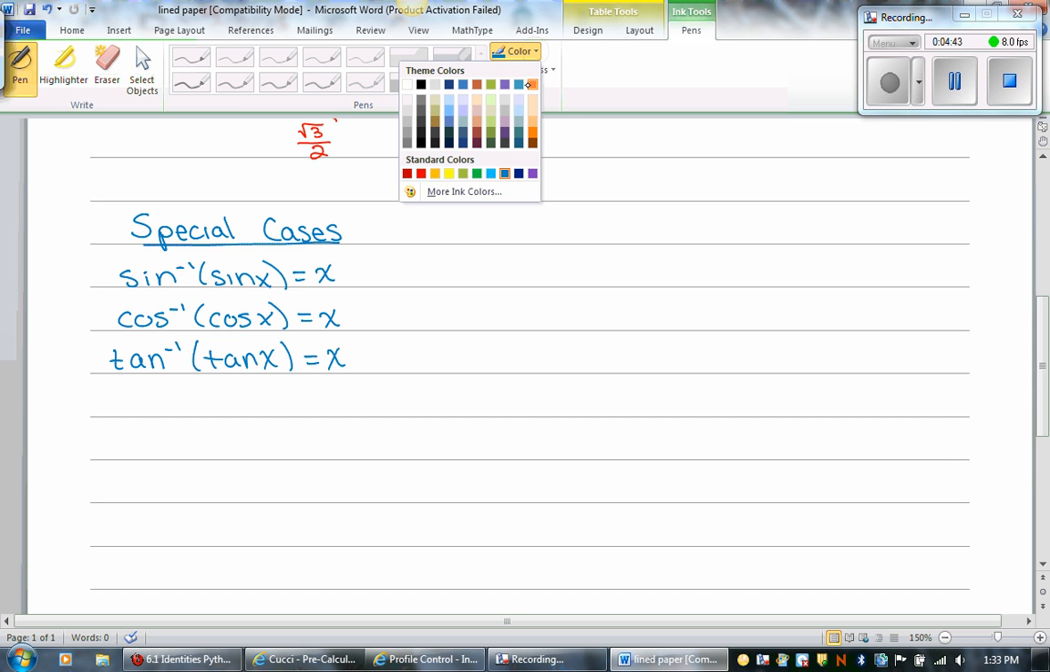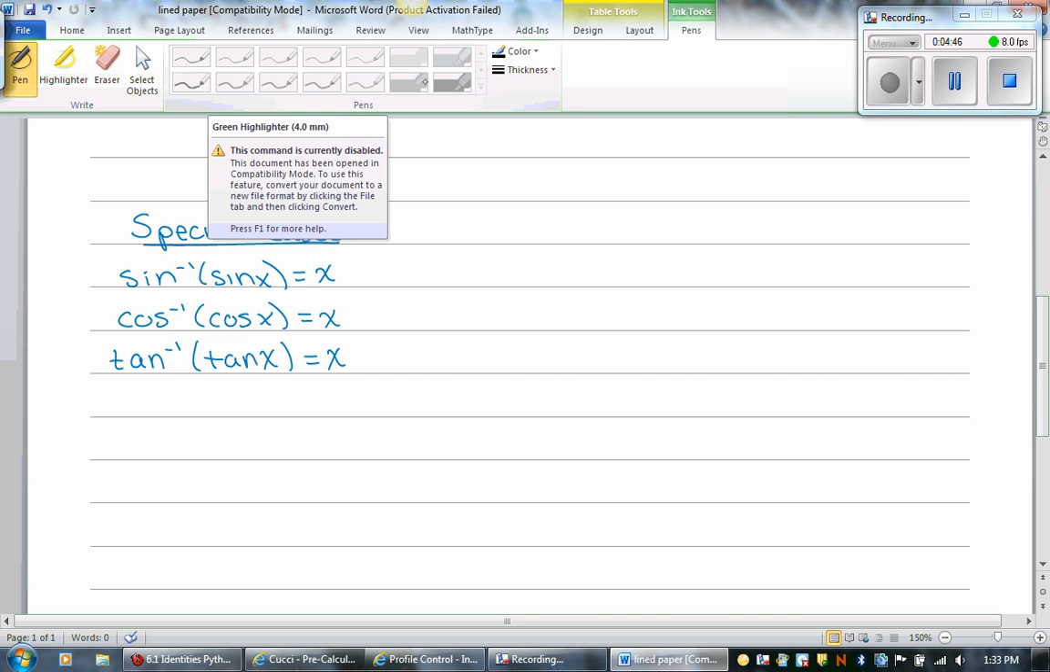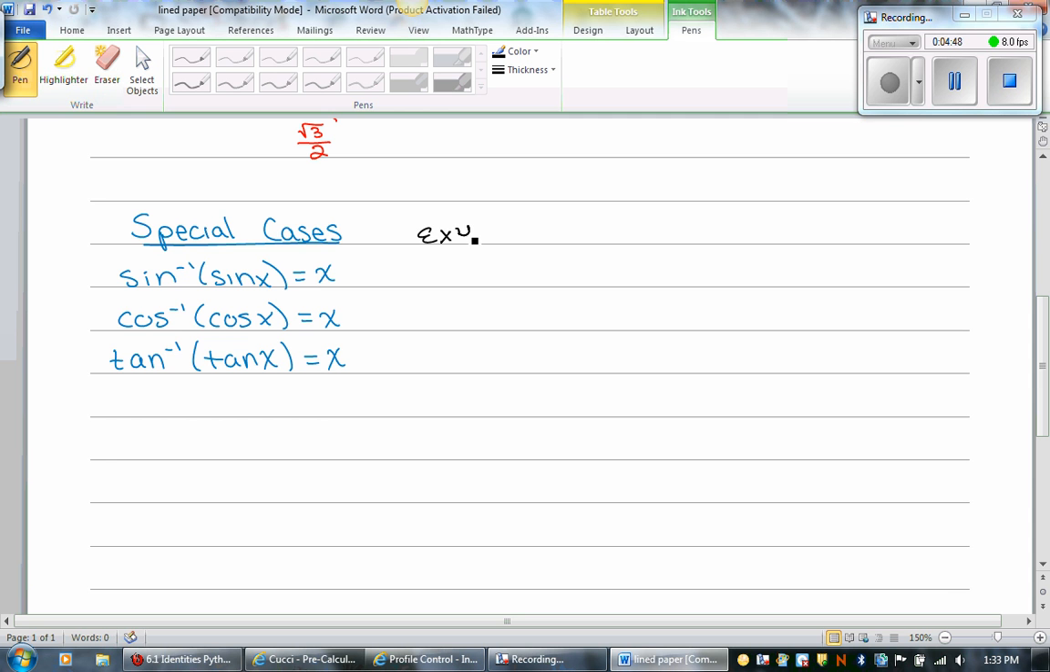Okay, so let's look at an example based on that. Example 4. Let's take a look at tangent inverse of tangent pi over 6. All right, so since pi over 6 is in negative pi over 2 to pi over 2, the range of the tangent inverse function, we can use tangent inverse of tangent x equals x. Since it's in that range, we can utilize the composition.